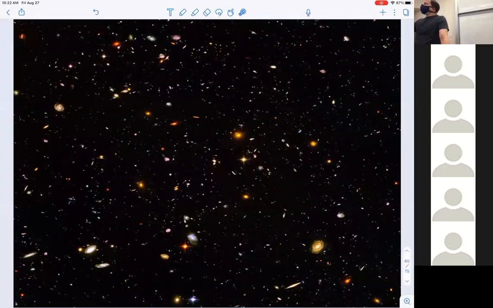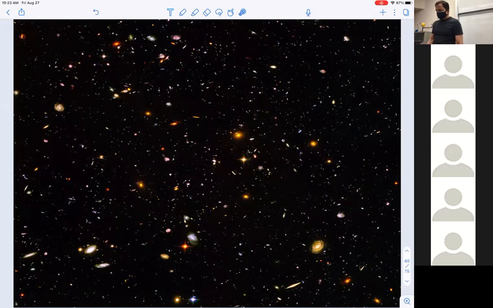And it gets worse. Anyone know what this image is? It's pretty famous. It's the Hubble Ultra Deep Field. It's sort of a boring picture if you don't have context for it. It's just space with a bunch of glitter in it.